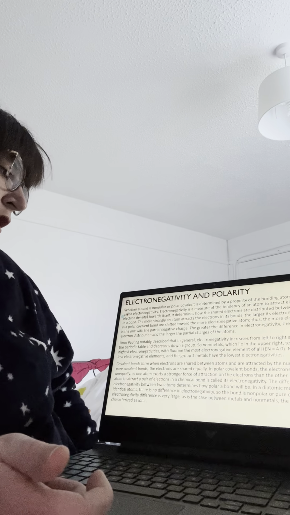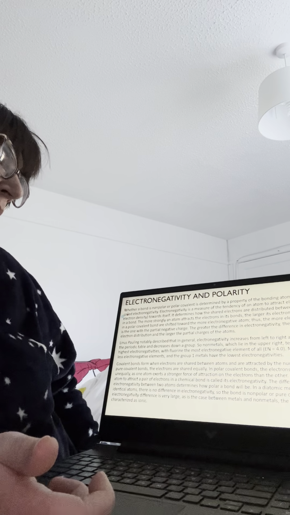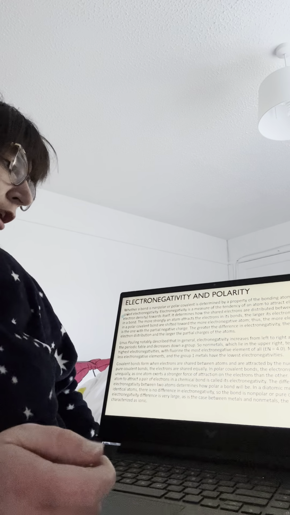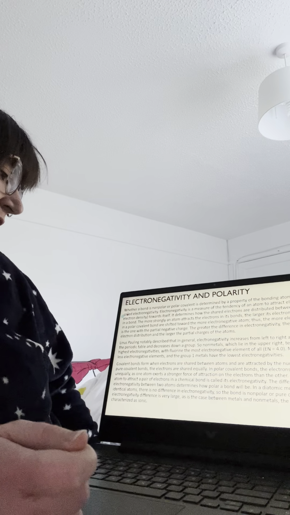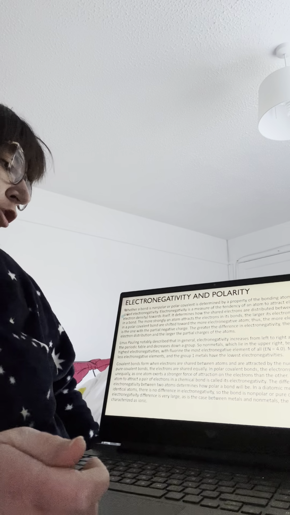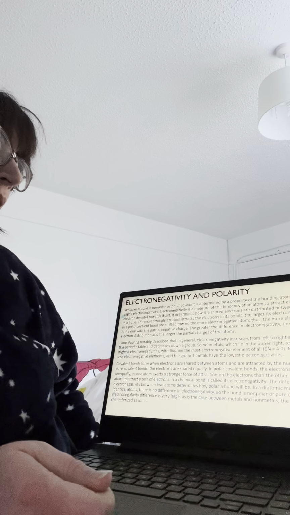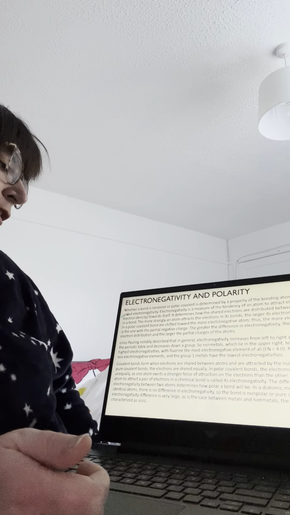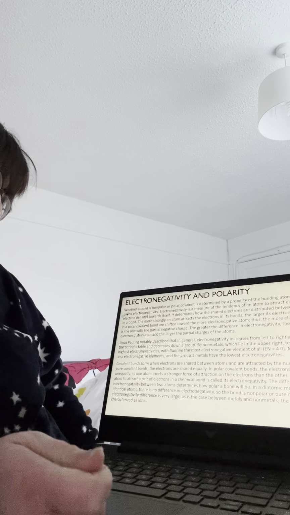Linus Pauling notably described that, in general, electronegativity increases from left to right across a period in the periodic table and decreases down a group. So non-metals, which lie in the upper right, tend to have the highest electronegativities, with fluorine the most electronegative element of all, at 4.0. Metals tend to be less electronegative elements, and the group 1 metals have the lowest electronegativities overall.